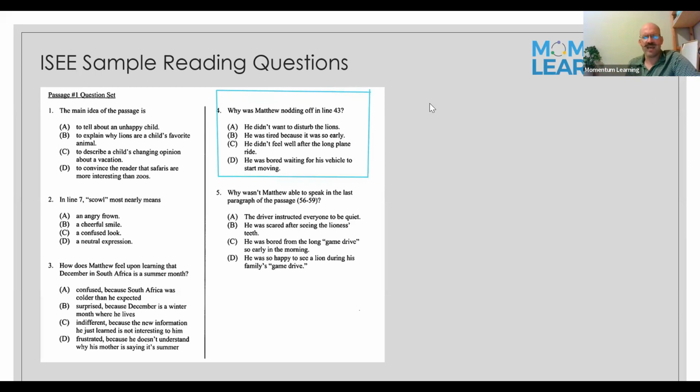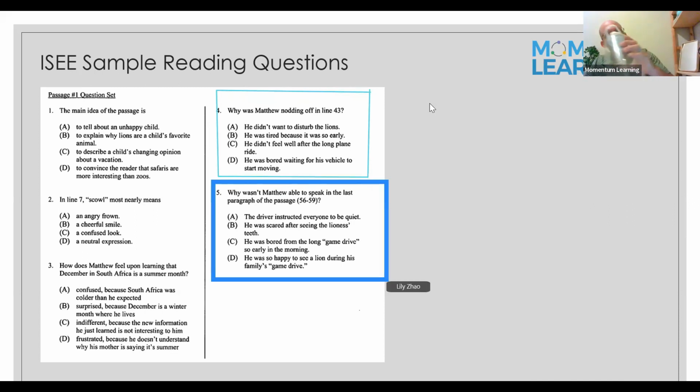And then finally, we have a second cause and effect question: why wasn't Matthew able to speak in the last paragraph of the passage? So now that we've established what type of questions these are, and that's step 1, that's what we're going to look at with the students. Once they recognize what type of questions come with the reading comprehension portion, they're better able to effectively attack those questions.